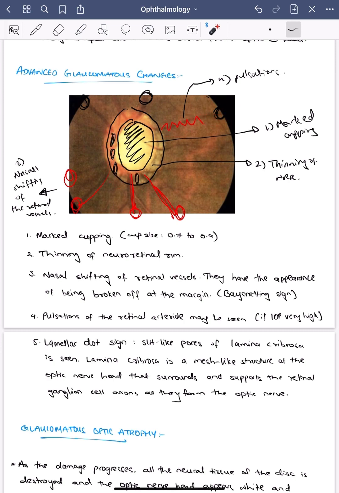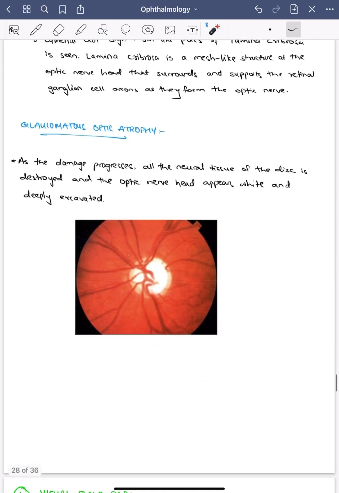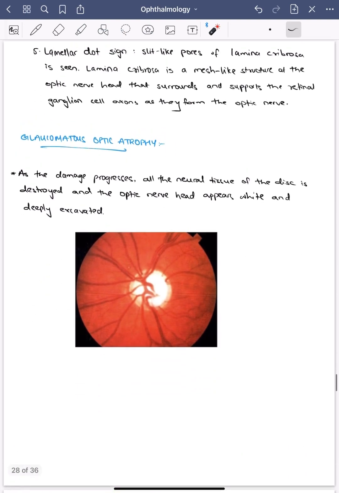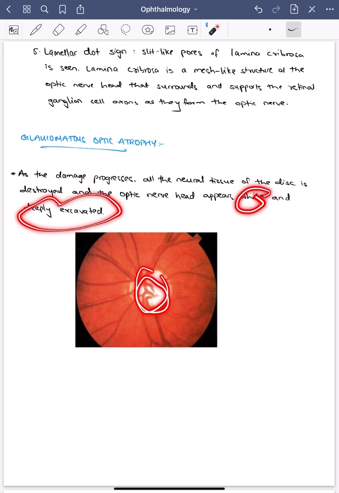Now finally we have the glaucomatous optic atrophy. Now here, as the damage progresses, all the neural tissue of the disc is destroyed, and the optic nerve head appears white and deeply excavated, as you can see in this diagram here.